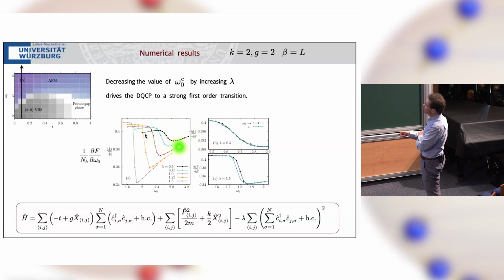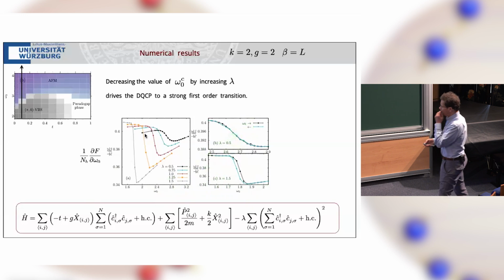That looks something like smooth. And if you go to lambda 1.5, then you really see a beautiful jump, right? And so that's very strongly first order. On these small lattices, you have some hysteresis, right? So this is a hysteresis for lambda 1.5, and you don't have it at 0.5.